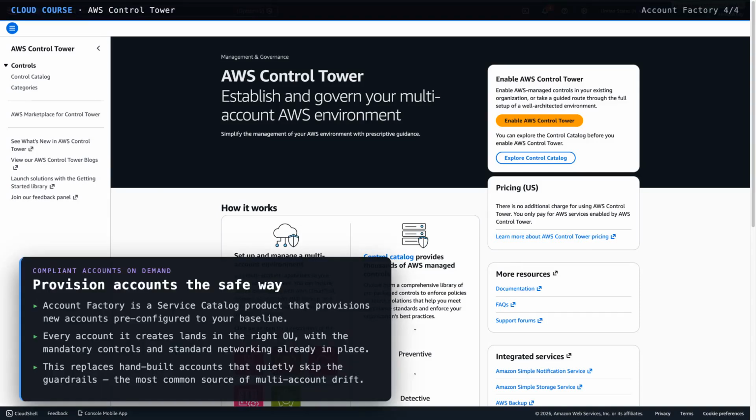Account Factory is where Control Tower really pays off. It's a Service Catalog product that provisions brand new accounts already configured to your baseline. Every account it creates lands in the correct OU with the mandatory controls and your standard networking applied from the start. That's a huge deal because the most common cause of drift in a multi-account setup is someone hand-building an account and quietly skipping the guardrails. Account Factory makes the compliant path the easy path.